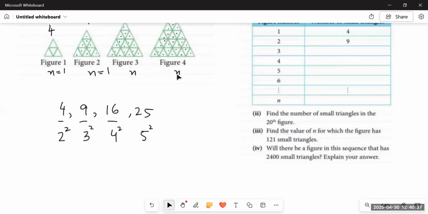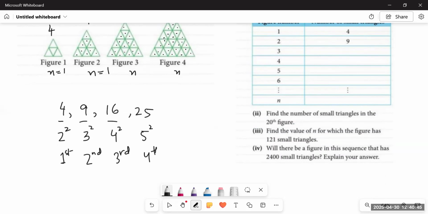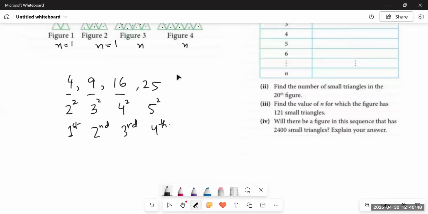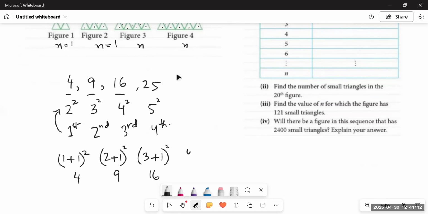So if I make a connection over here, this is the first figure, second figure, third figure, fourth figure. Whatever is the number of the figure, we are adding 1 to it and then squaring it to find the number of triangles. 1 plus 1 squared is equal to 4. 2 plus 1 is 3, squared is 9. For the third figure, the number of triangles would be 3 plus 1 squared, that is 16. For the fourth figure, 4 plus 1 to the whole square, that is 25.